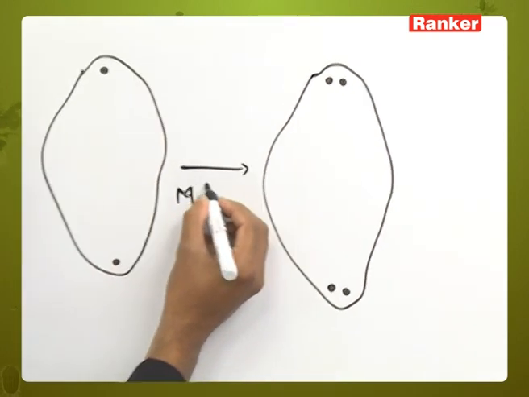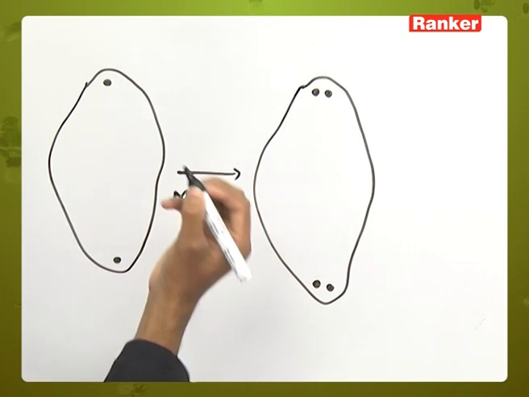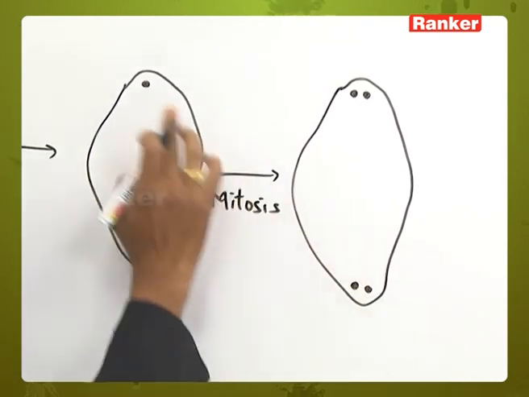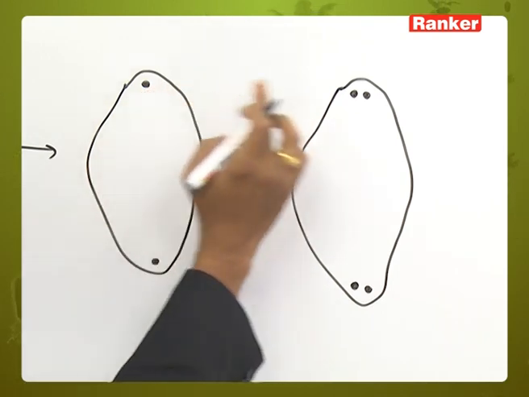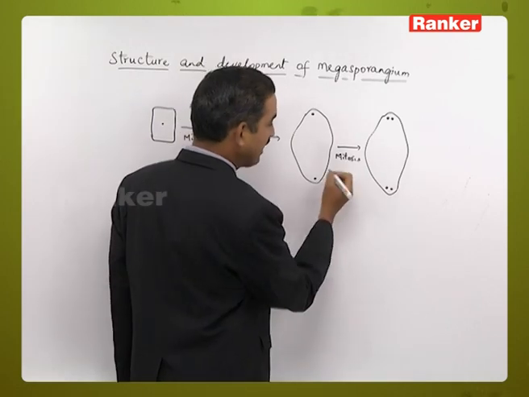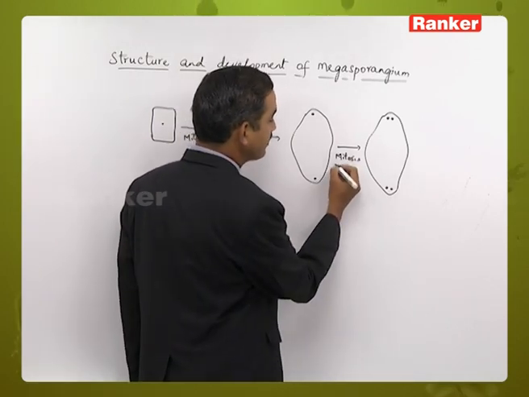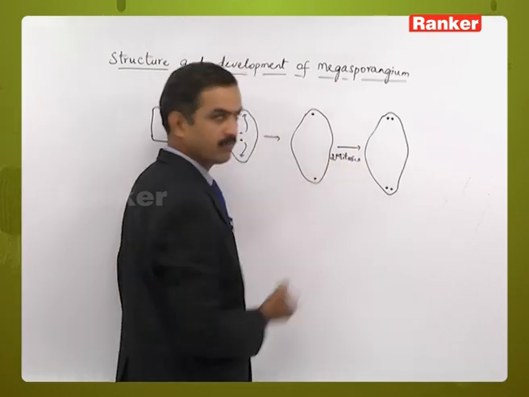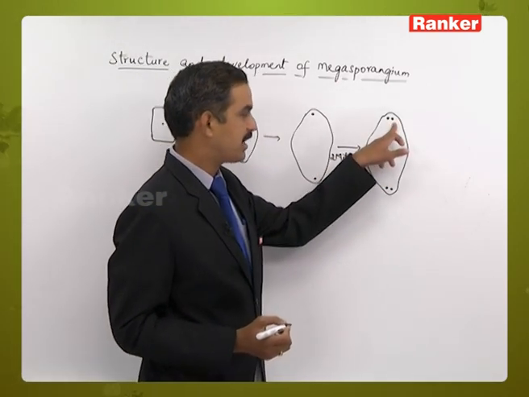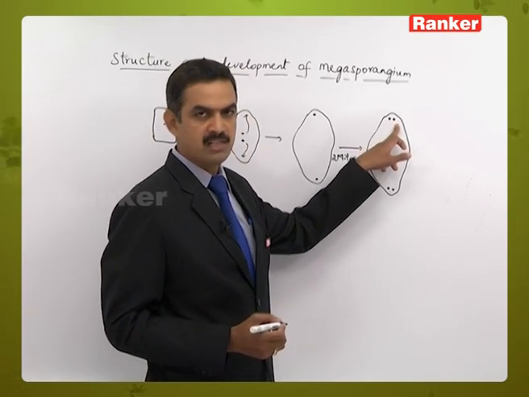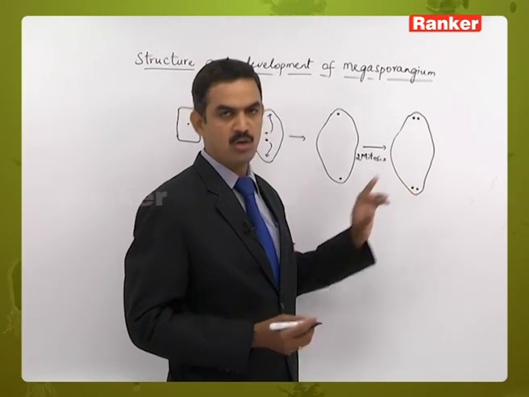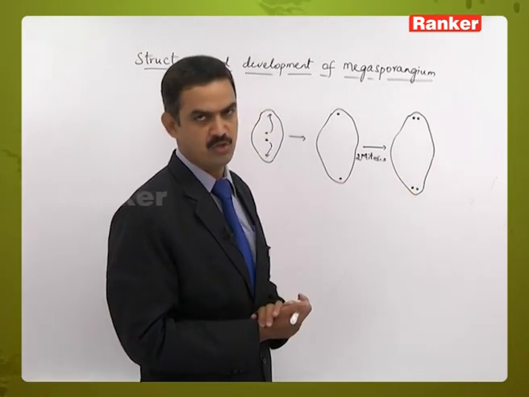This is by one more mitosis. One more mitosis means this will undergo one mitosis to form two nuclei. This nucleus will undergo one more mitosis to form into two nuclei. So here a total of two mitosis will be taking place. Further, the two nuclei which are present on this side will undergo mitosis to form into four nuclei, and these two nuclei will also undergo mitosis to form into four nuclei.